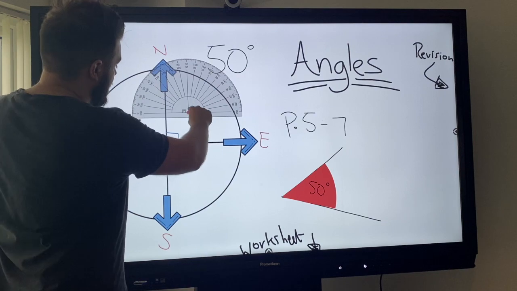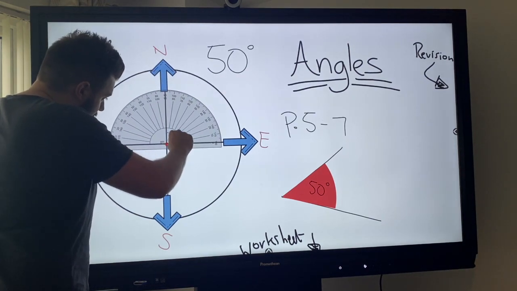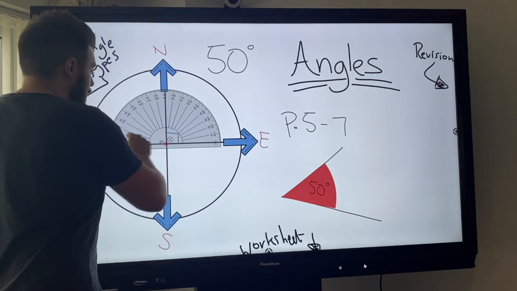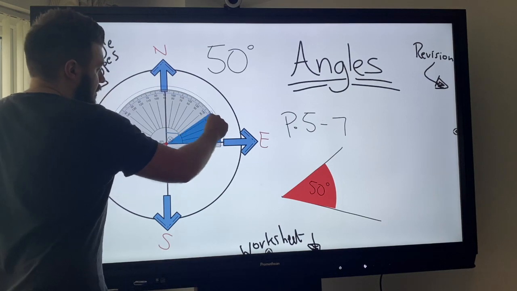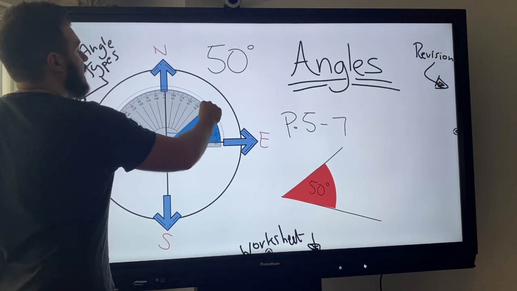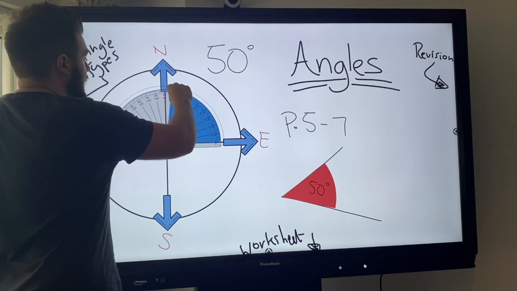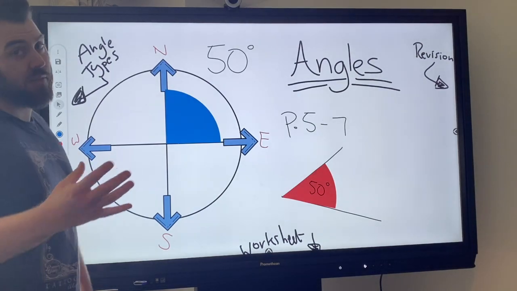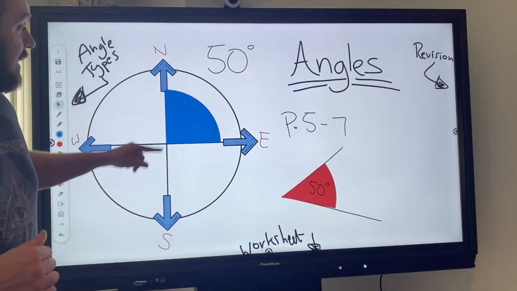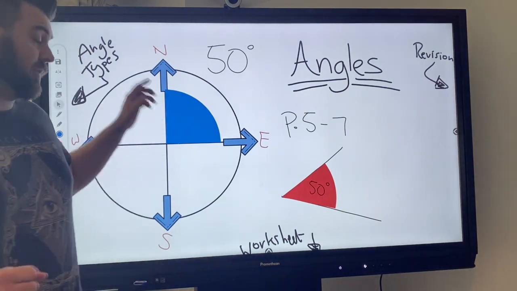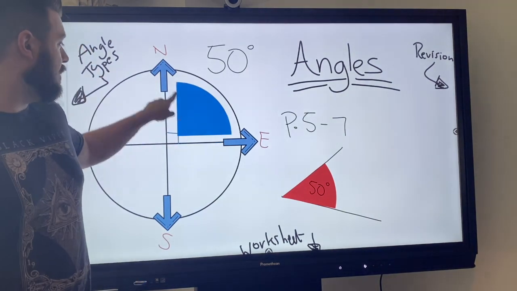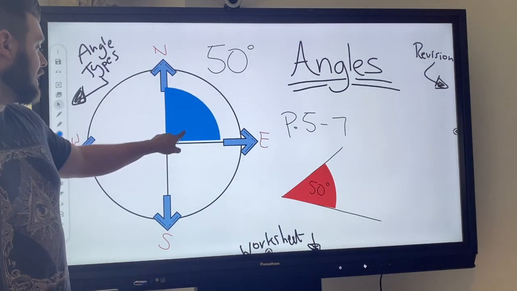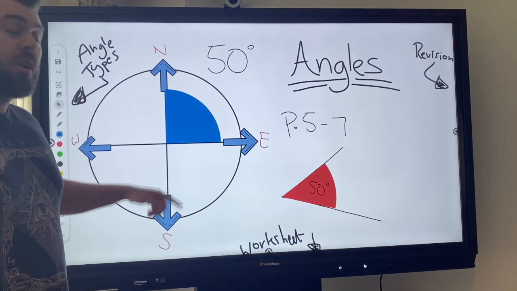So again, we pop our line on top of the line here, always in line with what we're looking at. And we'll use blue just so it fits in right. So 10, 20, 30, 40, 50 degrees, 60, 70, 80, and bang on 90 degrees. Now if you're being very clever, you'll know that that's actually called a right angle. It's where two lines, one straight and vertical, and one straight and horizontal, meet. Now, I could guess and say that these three are all going to be the same.